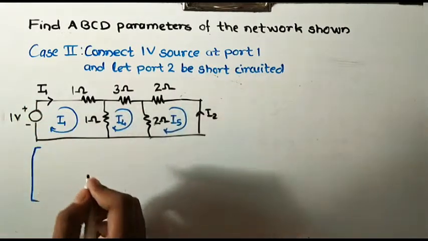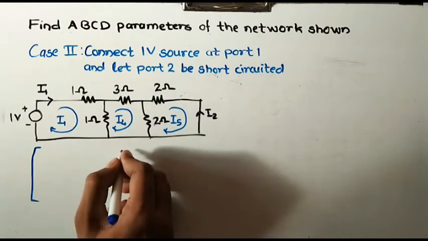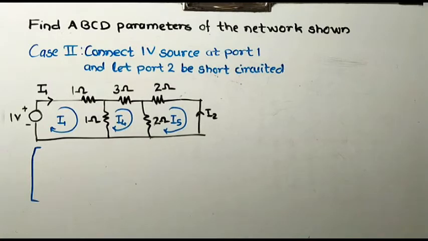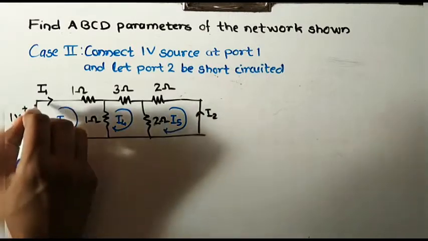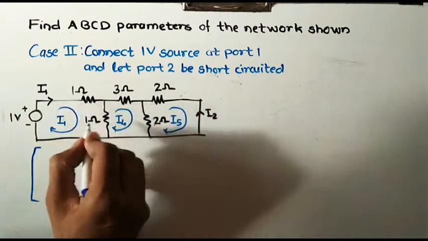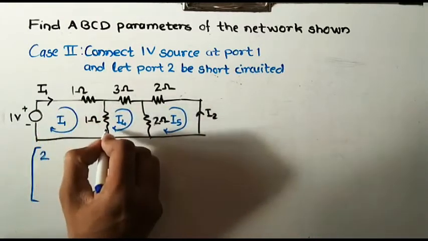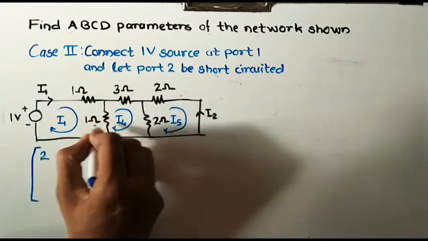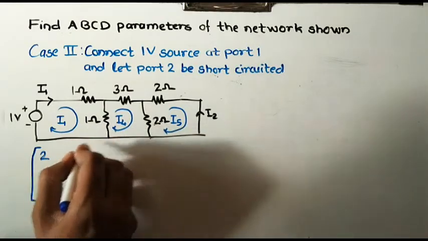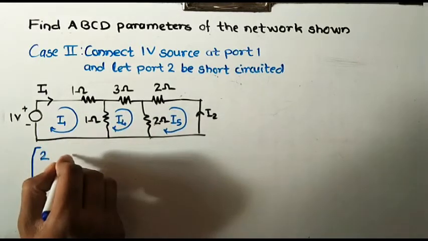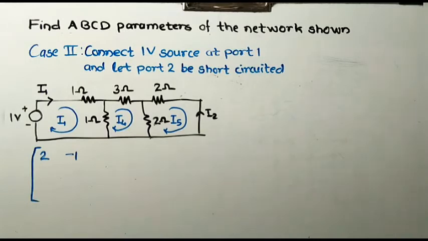Now we can solve this by mesh analysis again. Applying KVL to loop 1, loop 2 and loop 3 respectively, we get here the addition of all resistances in mesh 1, which is 2. Now this is the second mesh, and this 1 ohm resistance is common here, and as I1 and I4 are opposite to each other, it will be equal to minus 1.